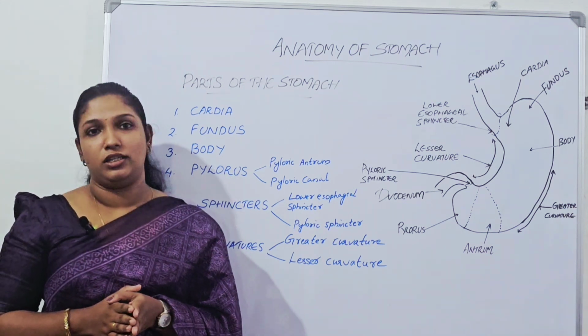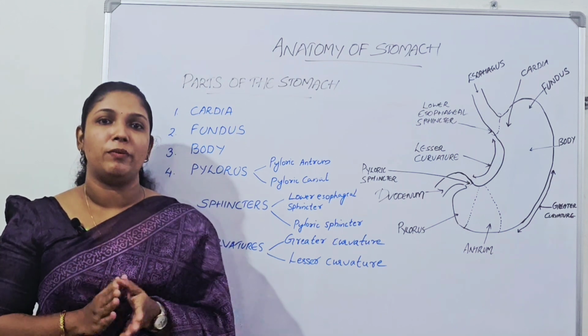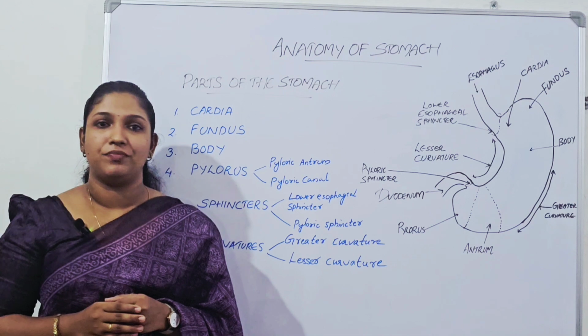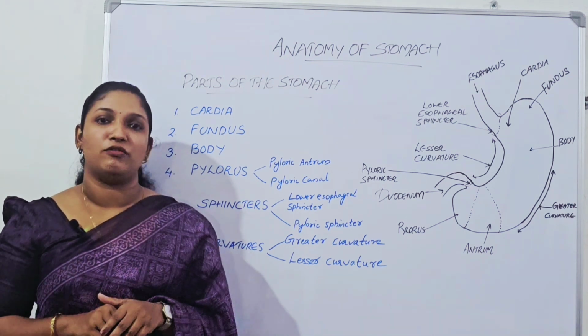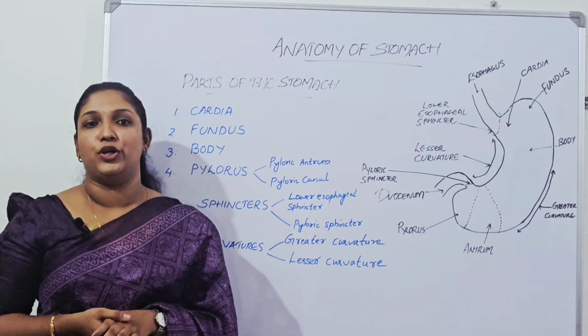Next is the fundus. From the figure itself you can see the fundus is a dome-shaped part of the stomach which lies just above the cardia. Next is the body. The body is the largest and central part of the stomach. And finally the pylorus, which connects to the duodenum.